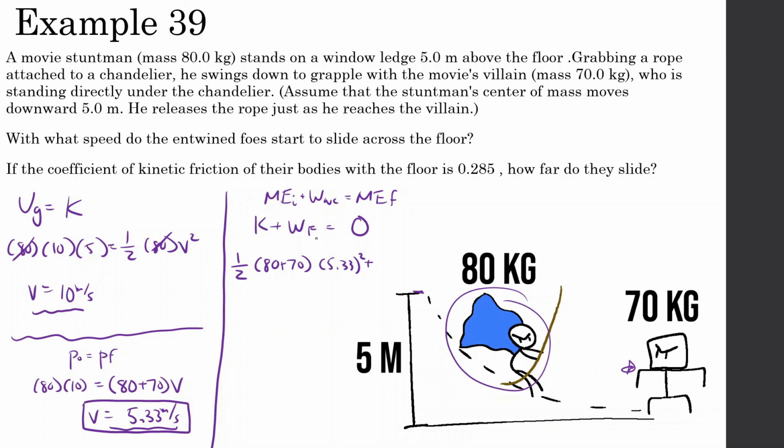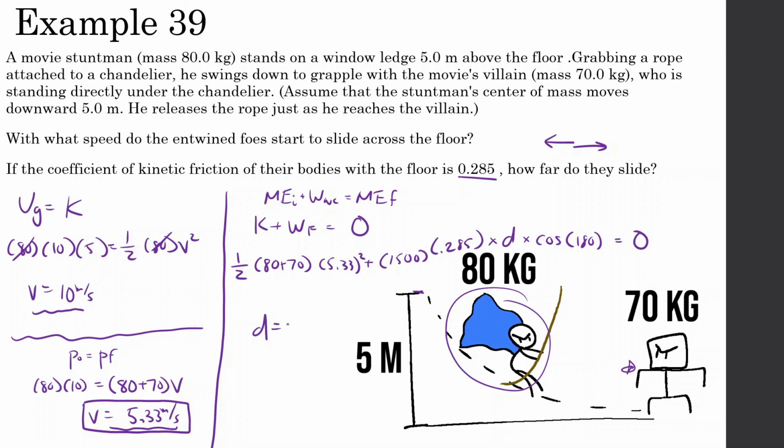That's going to be the force normal, which is 150 times 10, so 1,500, times the coefficient of friction, 0.285. That's the force of friction there. So times the distance they travel, which we're looking for, times cosine. We can see that even though they're sliding to the right, the force is to the left, so this is going to be cosine of 180. This is all equal to 0.